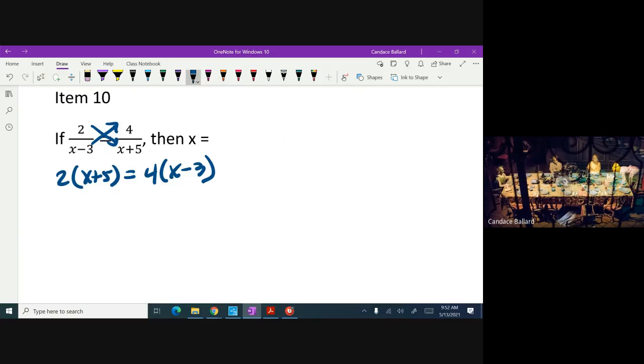Yeah, we're going to distribute those things, right? So we're going to distribute here, distribute here. 2x plus 10 equals 4x minus 12.